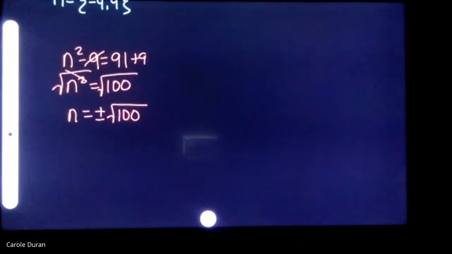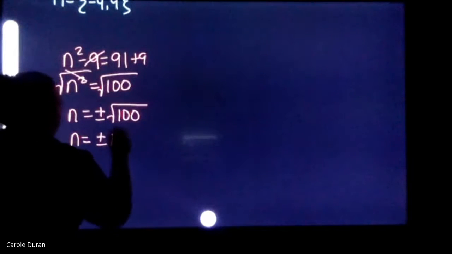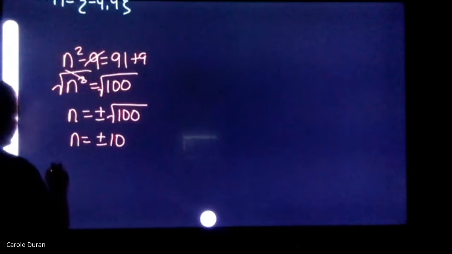I already know that 100 is a perfect square, and its square root is 10. If I didn't know that, however, I could go ahead and do the factoring like we did on the previous one, so a factor tree. And then you need to write your answers in the curly brackets.